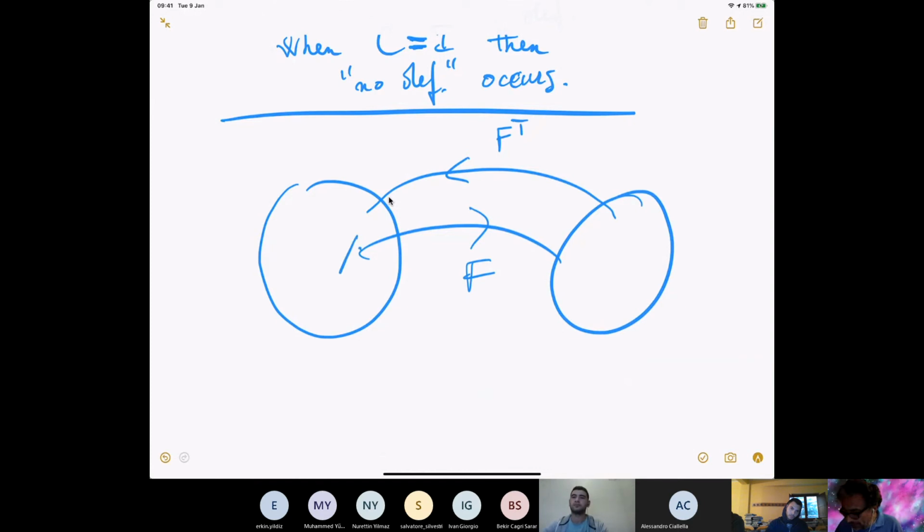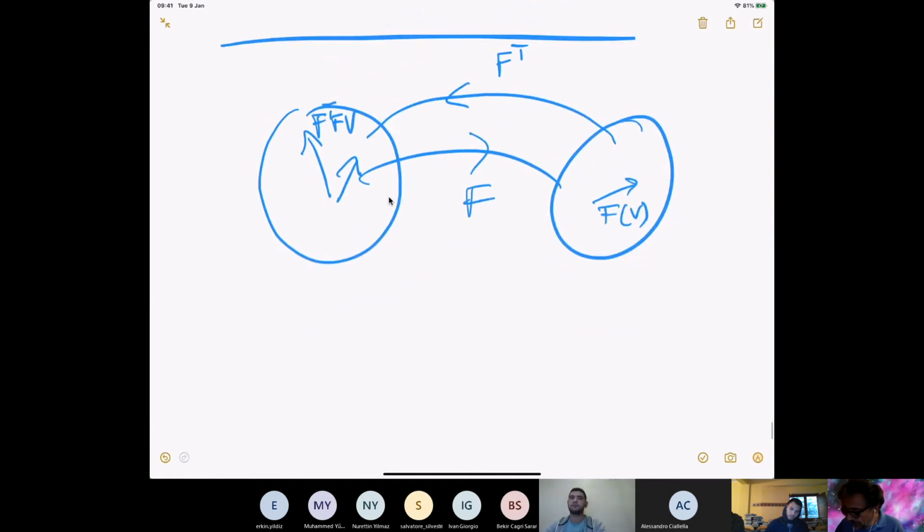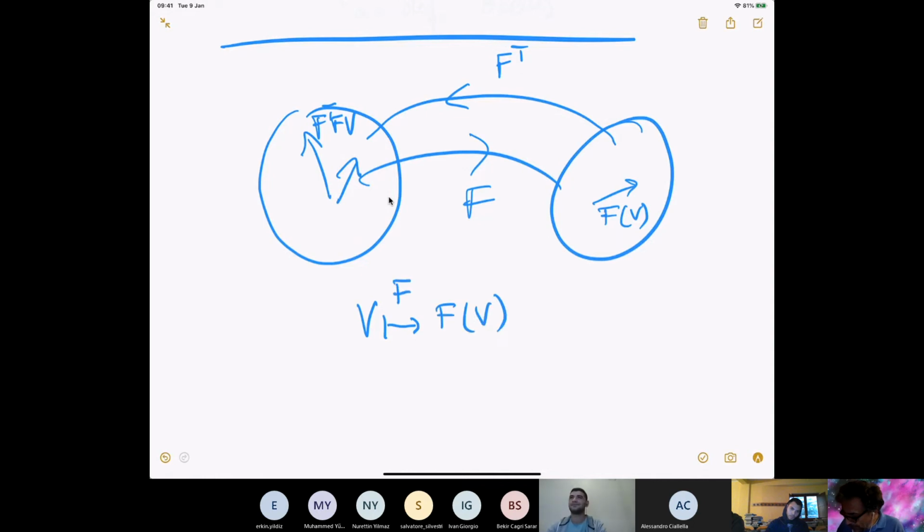So you take a vector here, you calculate FV, then you apply F transposed, and you get another vector, F transposed FV. So you have V, it becomes F of V, applying F, then you apply another time F transposed, and you get F transposed F of V.